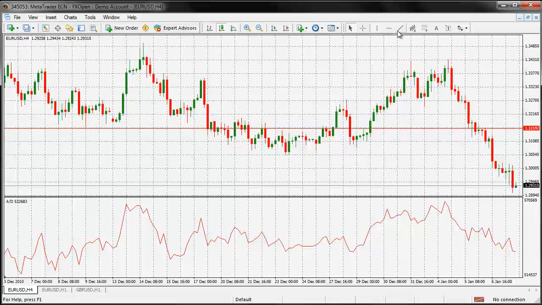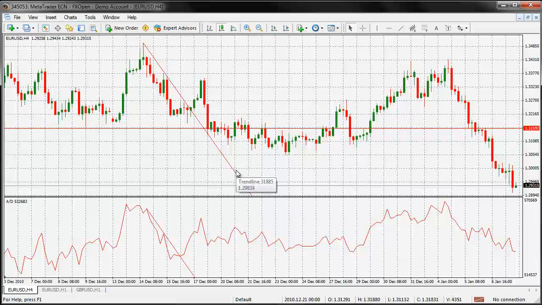Another way would be to take this one here and take it from this peak down to this peak. And here is where it breaks and goes high. So then we take another line tool out, and we take it from this high to the next candle's high. And then what we look for is a breakout.